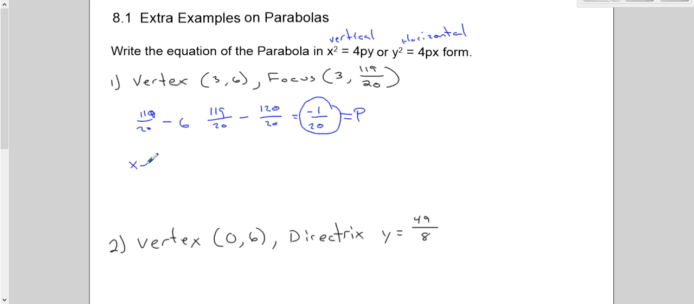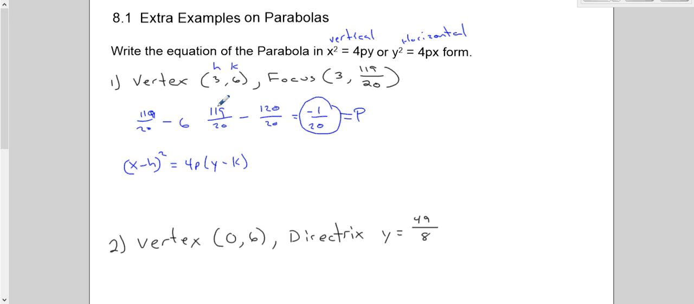So the form that I'm going to be using is x minus h squared equals 4p times y minus k. When you're looking at the vertex, your first number is h, the second number is k. Obviously, the first number being the x coordinate of the vertex goes with the x part of the equation. The 6 being the y value of the coordinate goes with the y portion of the equation.